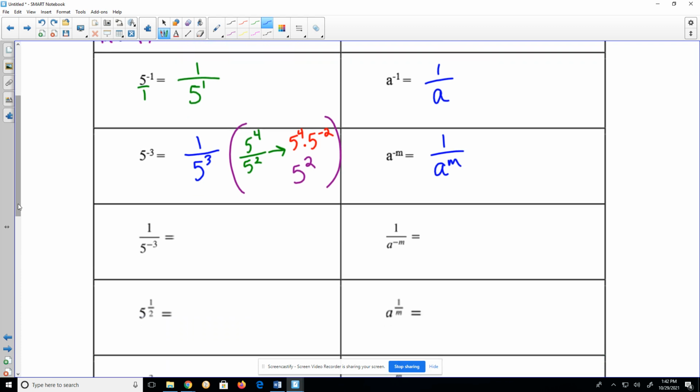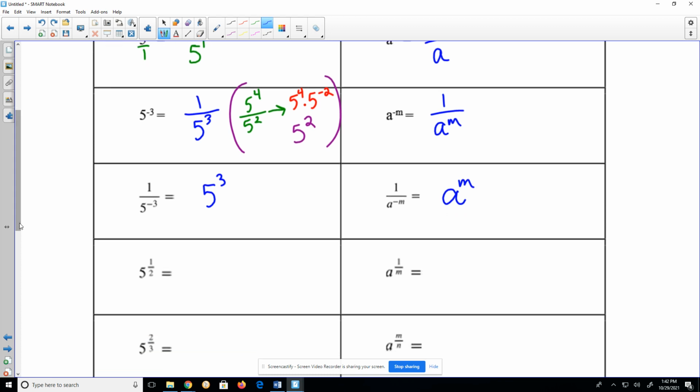So kind of what I just showed you, 1 over 5 to the negative third, it can work the other way around. 1 over 5 to the negative third becomes 5 to the positive third over 1. So 1 over a to the negative m power, we can take that negative exponent, flip it up into the numerator, and then it becomes positive m.